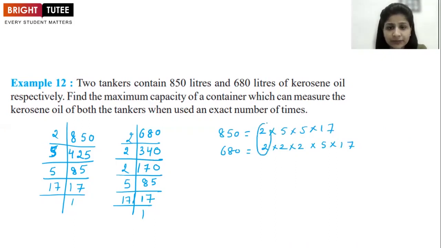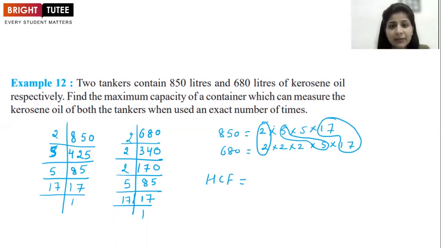2 is common, okay. Then 5 is common. 1 time 5 is common. 1 time 2 is coming in both. 1 time 5 is coming in both. And 1 time 17 is coming in both. So we know for HCF, what do we do? We take the minimum number of times.